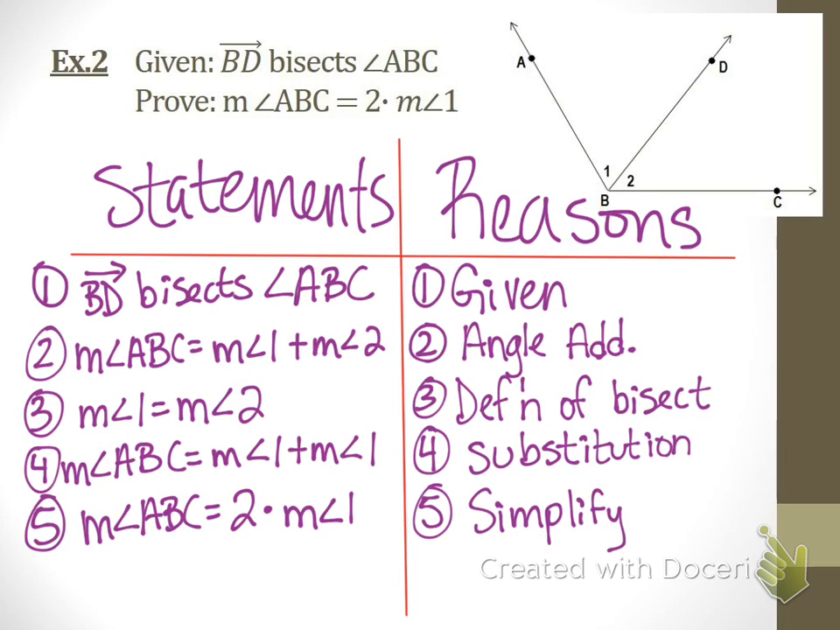Questions, concerns about our proof? Okay, this was not the only order that we could have done it in. We would have needed all of these statements and reasons at some point. But it's possible that some people would have rearranged some of these steps, and that would have been fine.